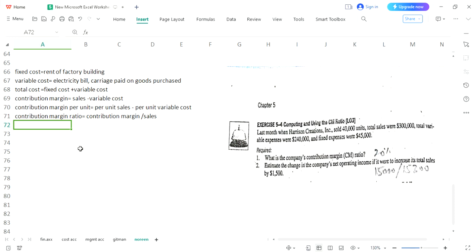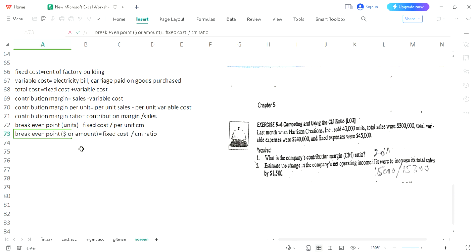Break-even point is divided into two parts. Break-even point according to units: you will divide fixed cost by CM per unit. So break-even point in terms of units was this. Again the same thing, fixed cost divided by per unit contribution margin. And then you have calculated your break-even point according to dollars. For that, fixed cost would be divided by CM ratio. You have divided your fixed cost by CM ratio, and contribution margin ratio you have calculated like this.